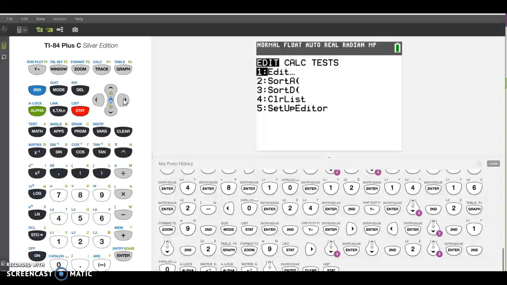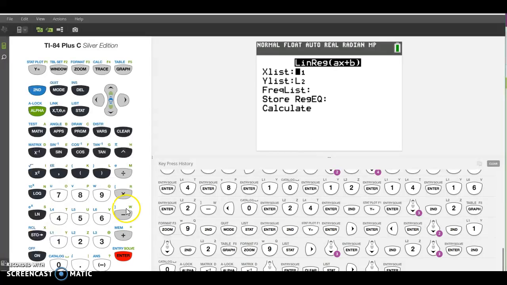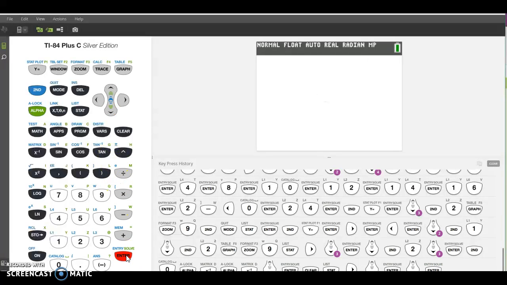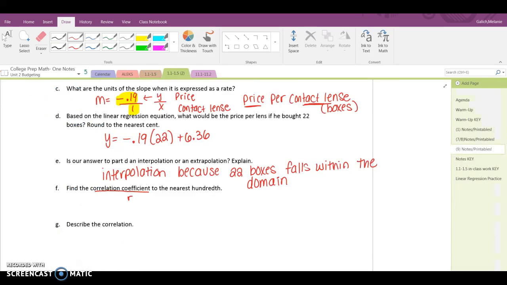So if I go back to stat, over to calc, down to linear regression, hit enter, L1 and L2 just like we did. Nothing changes, except that we turned on that new feature. So we get negative 0.989, which I'm going to put as negative 0.99. I generally round to 2 decimal places, to the hundredth. So, negative correlation, well, we described it earlier.